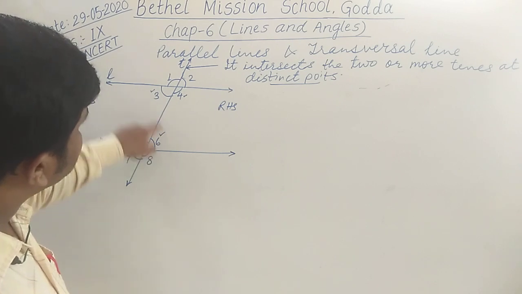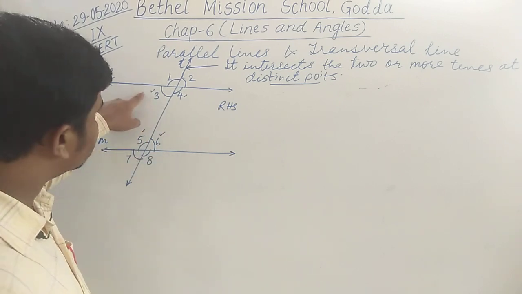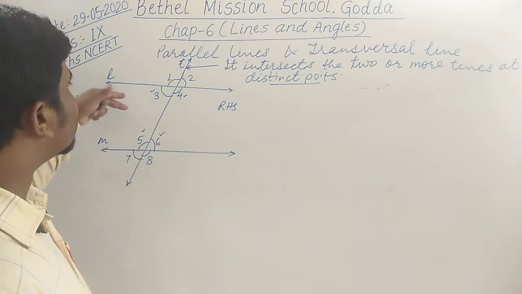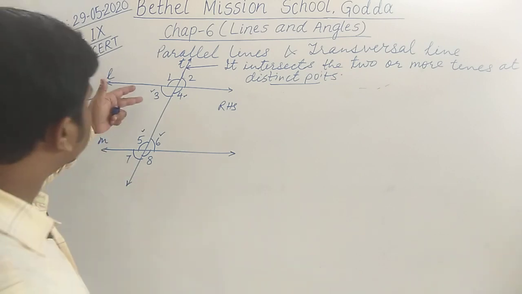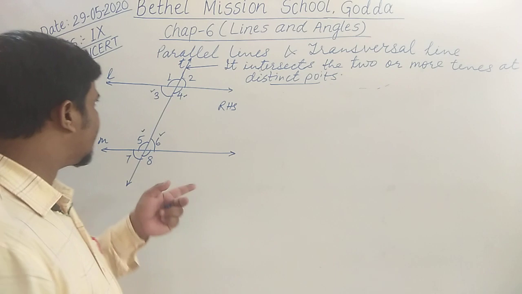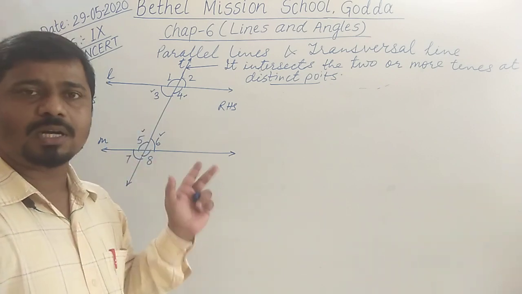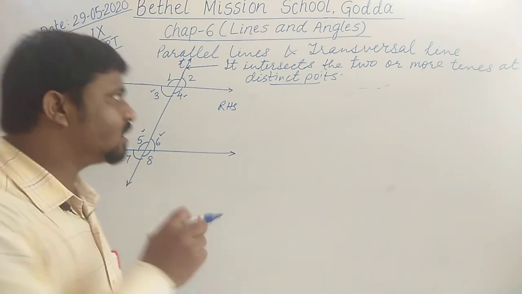So this type of angles are called alternate interior angles because they are inside. That's why they are called interior. Alternate, why? Because they are just opposite to each other. That's why it is called alternate interior angles: they are opposite to each other, but they are inside. So the name will be alternate interior angles.